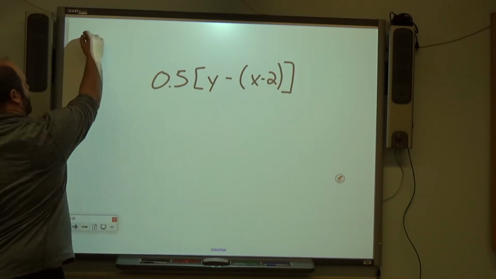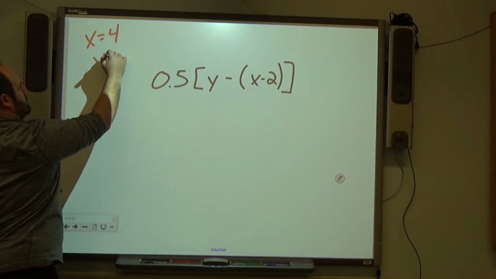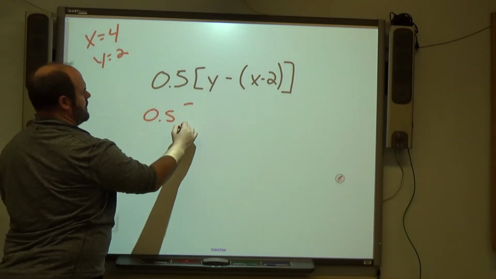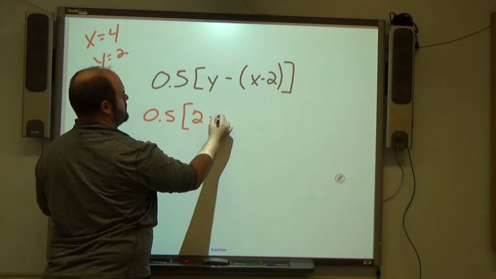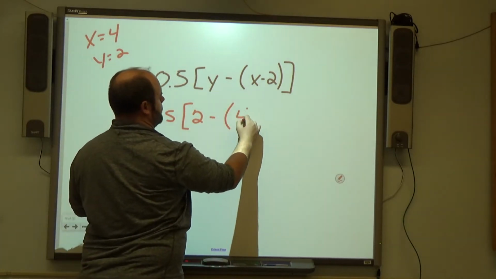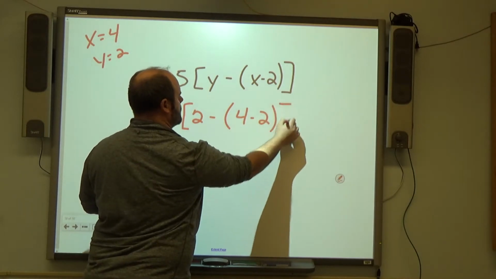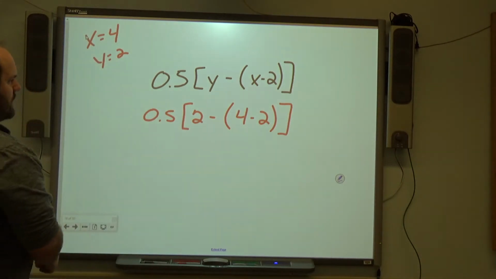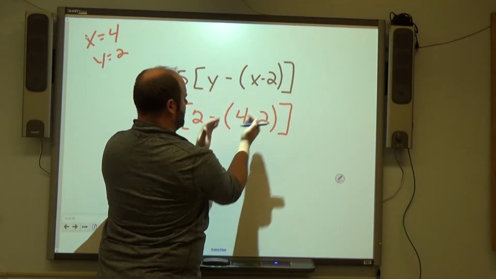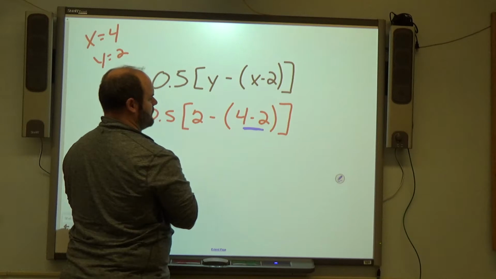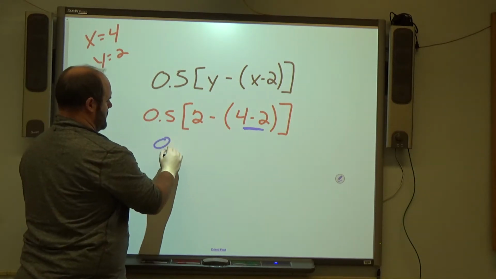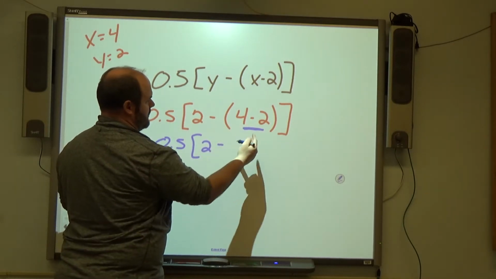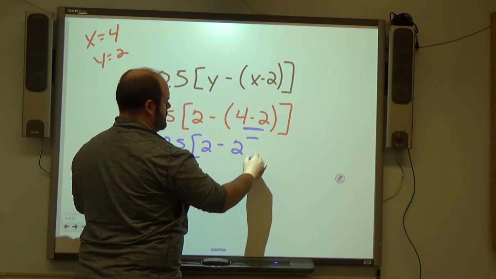Okay, once again, x equals 4, y equals 2. Alright, so we have 0.5, a bracket, 2 minus parenthesis, 4 minus 2, closed by a bracket. And this is just like the problem we had earlier. We have brackets, and inside brackets we have parentheses. We have to do this first. Alright, so I'm going to copy everything back down. And here, 4 minus 2 is 2. Okay.